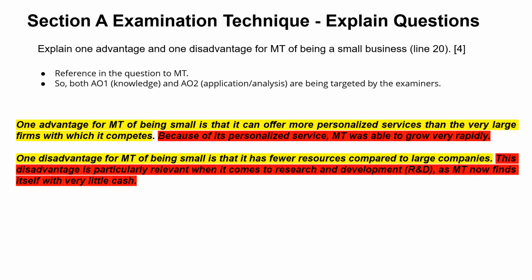Explain questions. Study the specimen paper, but explain again is AO1 and AO2, knowledge and application. It's 1 advantage, 1 disadvantage, so it's 2 times 2. Now here again, it's lifted from what the IB actually says is a specimen answer. So in yellow, you can see the knowledge, and in red, the application. So as an examiner, you can see knowledge and application all over those answers. So that's clearly 4 out of 4.